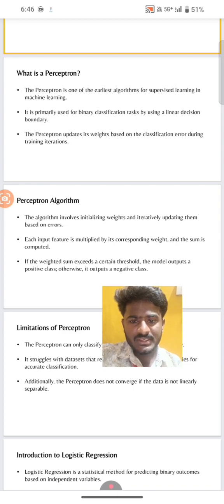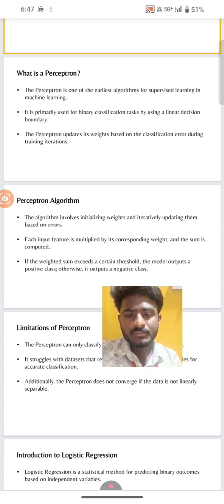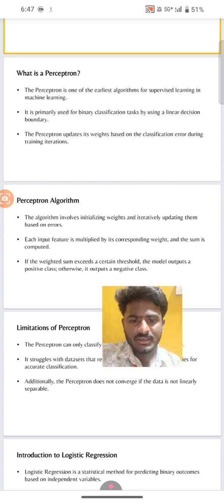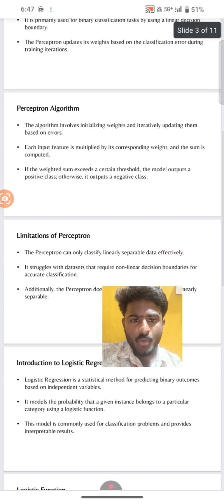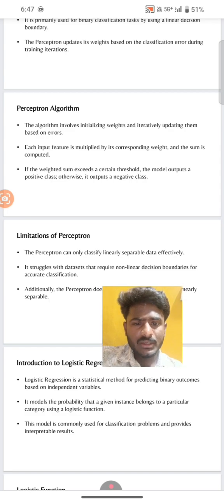Perceptron algorithm. The algorithm involves initializing weights and iteratively updating them based on errors. Each input feature is multiplied by its corresponding weight and the sum is computed. If the weighted sum exceeds a certain threshold, the model outputs a positive class, otherwise, it outputs a negative class.